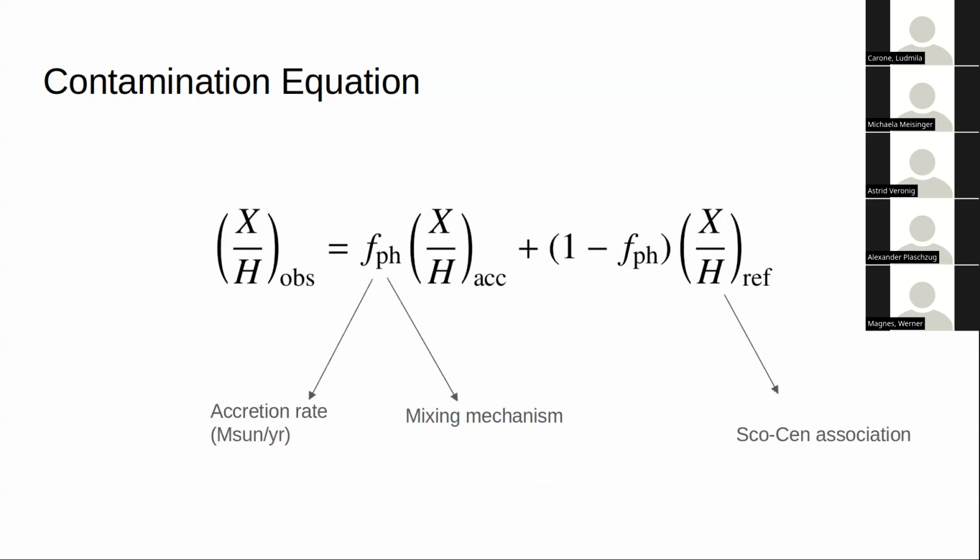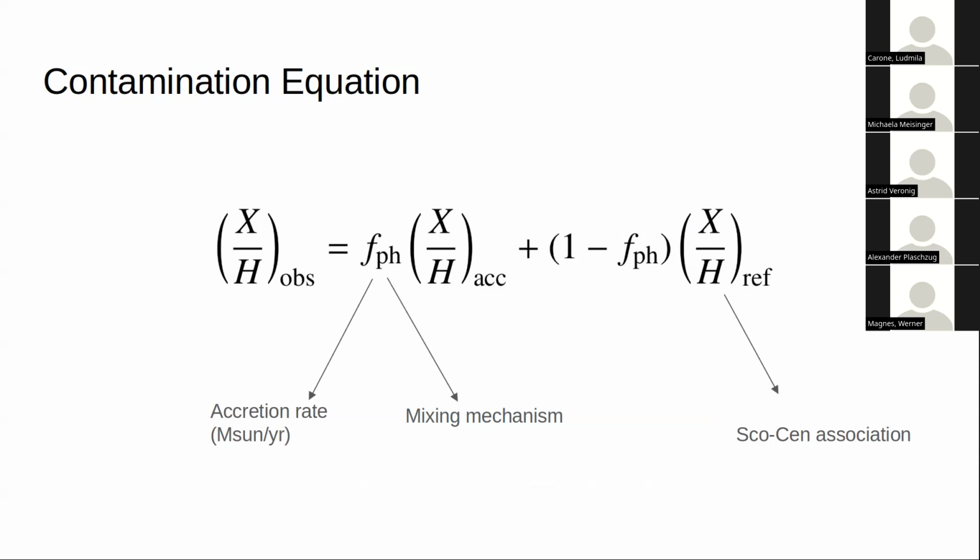But this fraction itself depends on two things mainly. One is the accretion rate. So how much material is falling on the star? If there is not much material falling on the star, you won't expect much accreting abundance as well. This makes sense. And the second thing is the mixing mechanism. The star also mixes material with its interior. In the interior, it has the same abundance as it had before. It's only the atmosphere where the abundance changes. So if it mixes material from the interior to its exterior, then at some point this FPH should go down to 0 and the observed abundance should come back to the reference abundance as well.